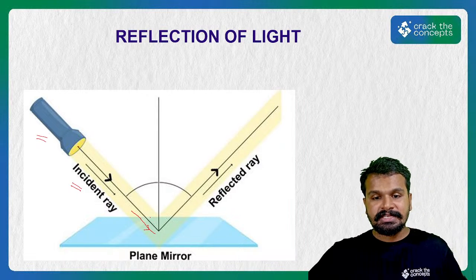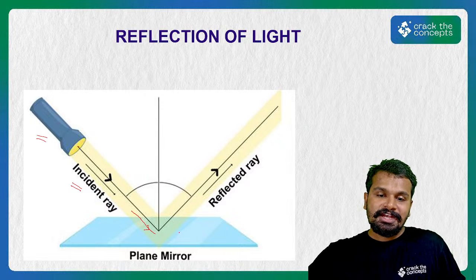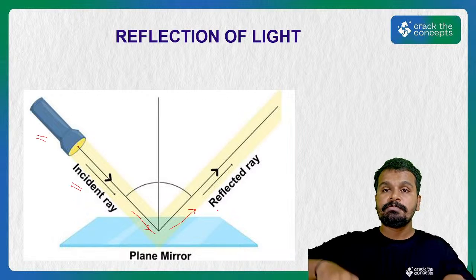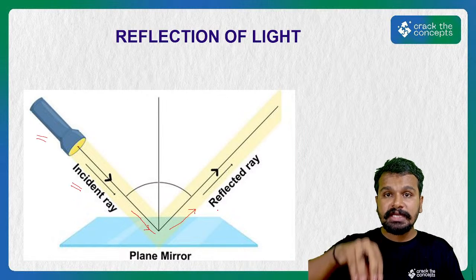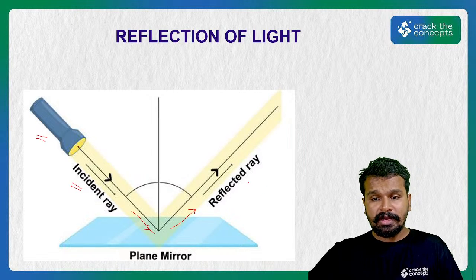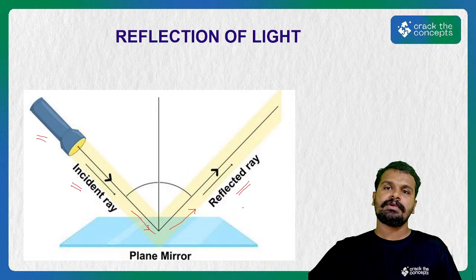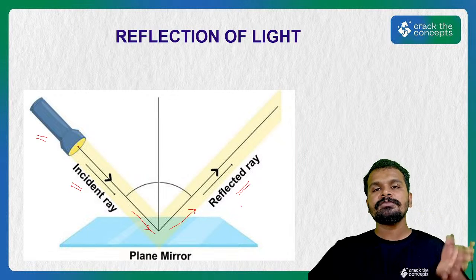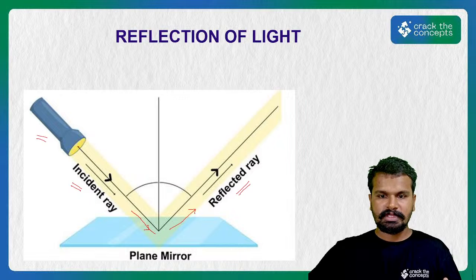After getting incident, the light ray which bounces back after getting incident on the surface is known as the reflected ray. Or you can say the light ray which comes back after reflection is the reflected ray.